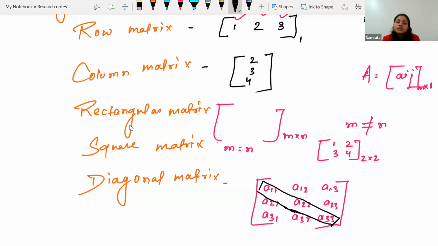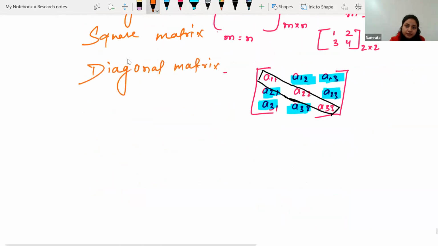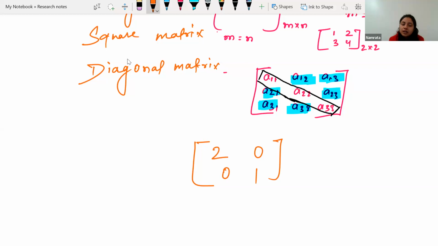So for diagonal matrix, diagonal element can be anything, but the condition is non-diagonal element, that is this element, this element, this element, this one and this one. These are the non-diagonal elements which are not coming in the diagonal. These elements have to be 0. Diagonal element can be anything. So the example we can take as 2, 0, 0, 1. Here you can see diagonal elements are anything, but the non-diagonal elements are 0.